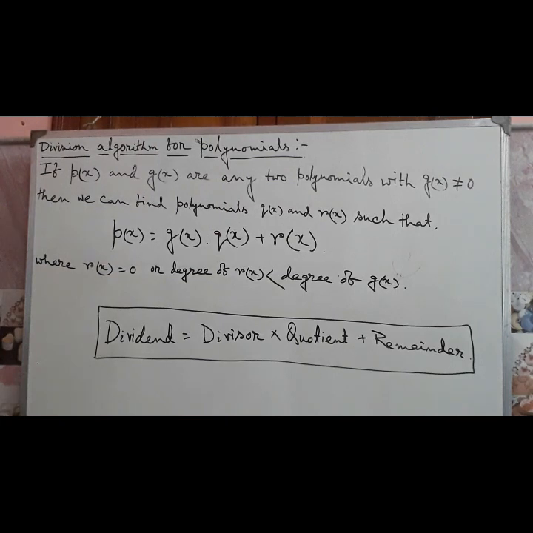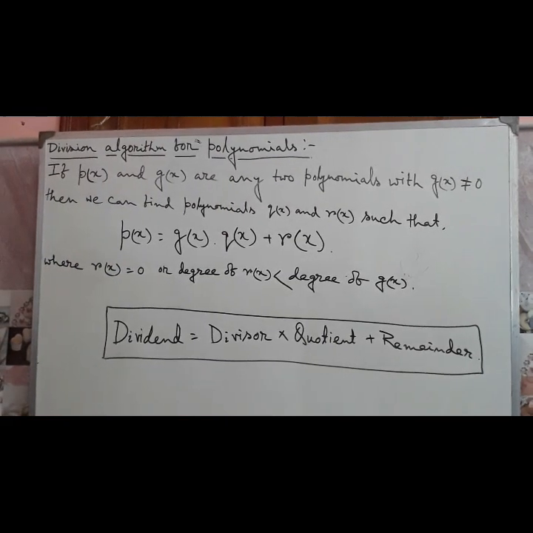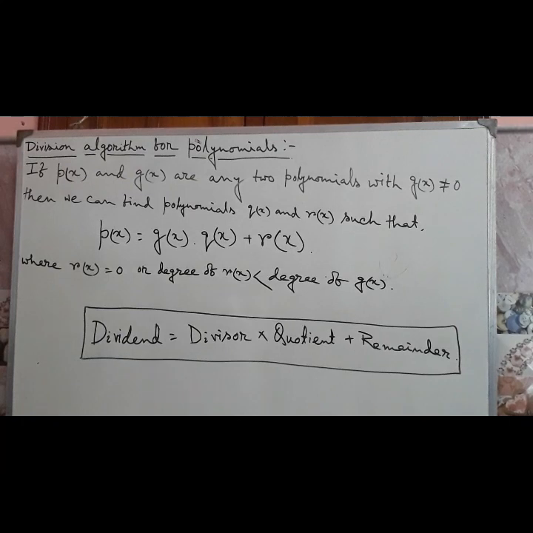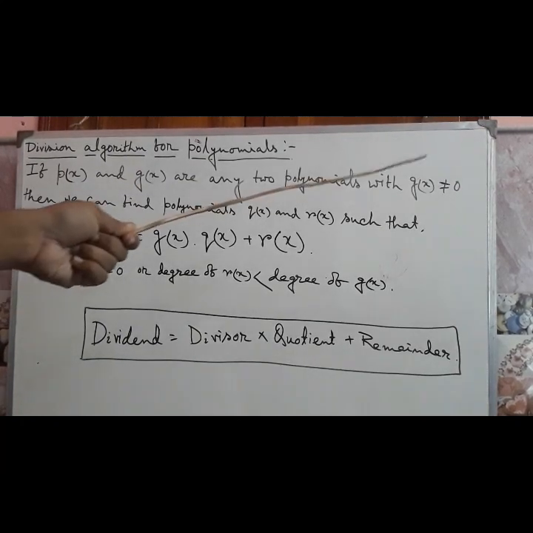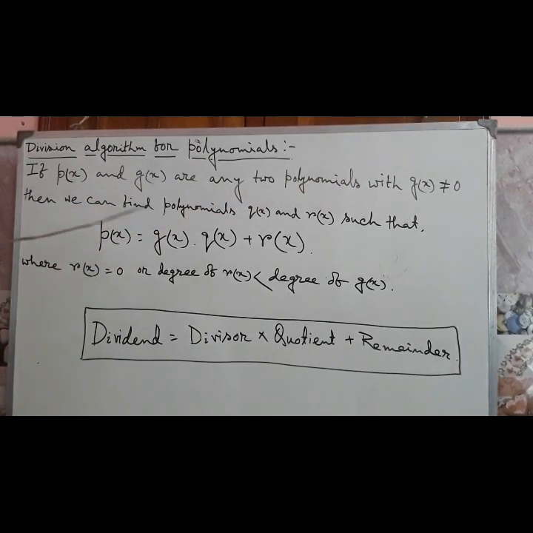Now the division algorithm for polynomials. If p of x and g of x are two polynomials with g of x not equal to 0, then we can find polynomials q of x and r of x such that p of x is equal to g of x into q of x plus r of x.